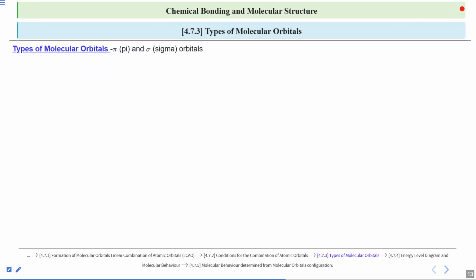But in our discussion, we will be only focusing on two types of molecular orbitals, and those are pi and sigma. We will talk about them in detail. I will tell you some very, very important points. Just listen very carefully. Questions are asked from there, and it's quite difficult to solve them if you are not aware of the minute details in the formation of the molecular orbital.